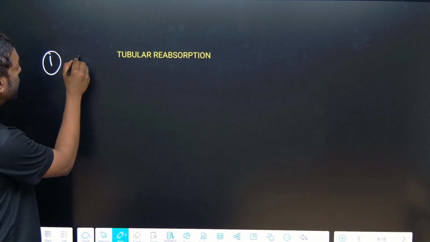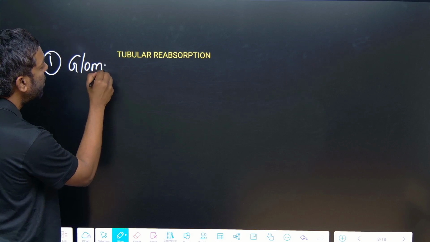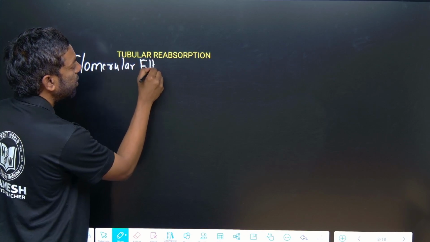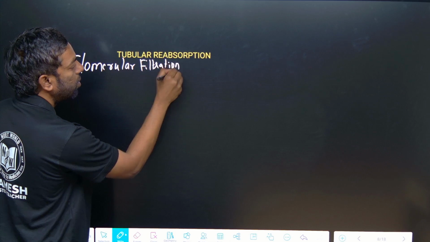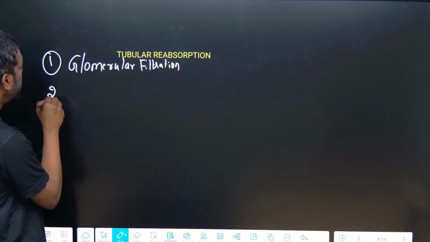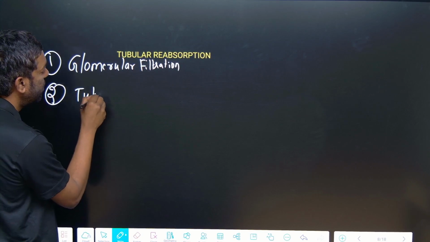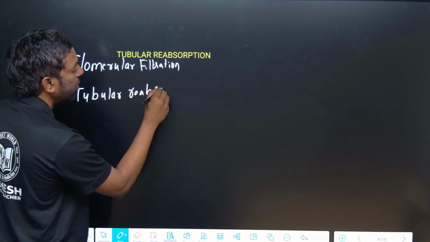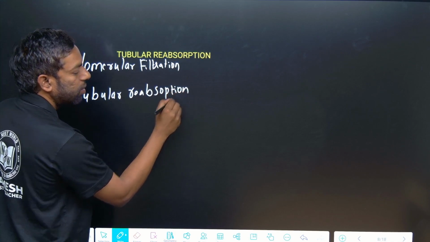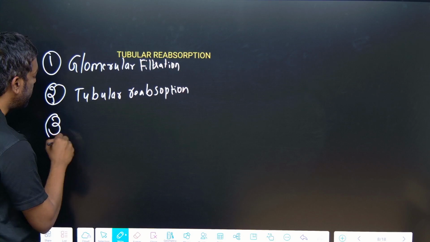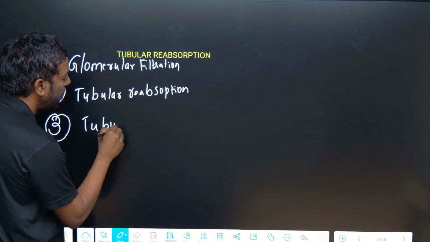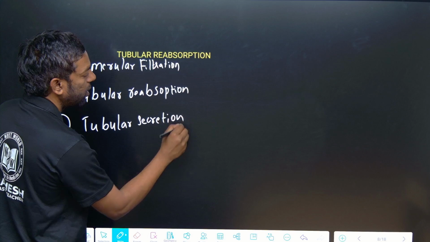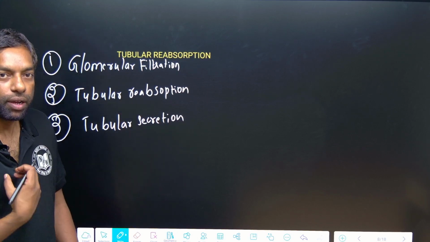Glomerular filtration. That is the first step. The second step is tubular reabsorption. The third step is tubular secretion. These 3 steps are involved in urine formation.